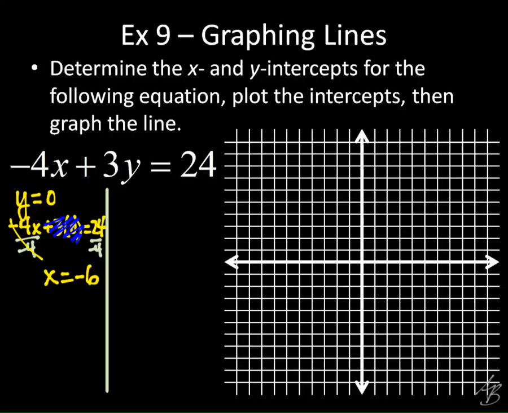Let me ask this, though, before I even write the ordered pair. Is this going to be an x-intercept or a y-intercept? X. How do we know it's an x-intercept? Y is 0, because we're solving for x. Yeah, y is 0. We're solving for x. So that's going to be an x-intercept.